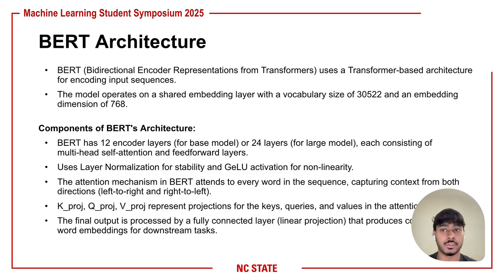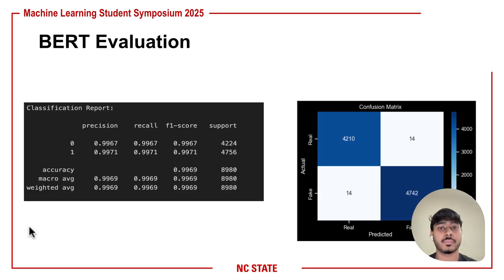Talking about the architecture a little bit, BERT uses a transformer-based architecture with multiple encoder layers. For the base model, there are 12 layers, each with multi-head self-attention and feed-forward layers. The attention mechanism allows the model to focus on different parts of the text and capture context from both directions, and the final output is then processed through a fully connected layer, which provides contextualized word embeddings for downstream tasks. For the accuracy, we got 99.7%, and we only had about 28 misclassified instances.